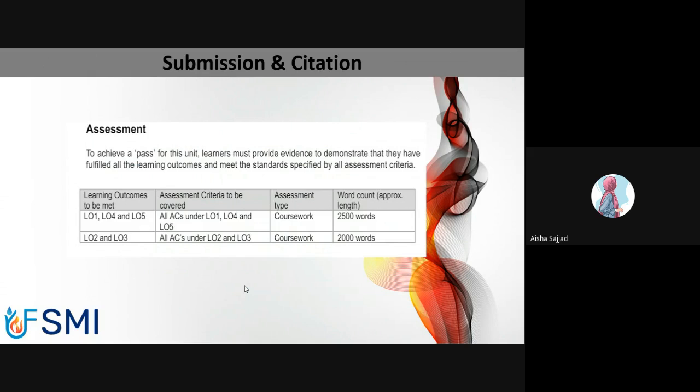So with this, we come to the end of the presentation, talking about submission and citation. The assessment number 6, that is of unit number 6, is of a slightly different nature. You will have to talk about the learning outcomes 1, 4, and 5, and create a report out of those in 2,500 words. But for learning outcomes 2 and 3, you will have to create a specific separate essay of 2,000 words. Altogether, you will have to work on 4,500 words, but this will be submitted in one Word document to the assessor.